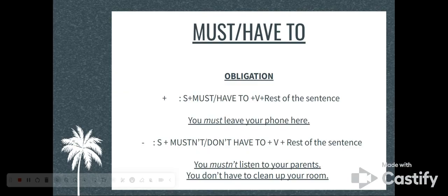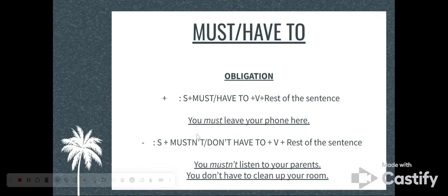On the slide here, you can see what the sentence structures are when you want to use one or the other in a sentence. You will start your sentence with a subject. Following the subject, you will use either must or have to, the verb under its base form, and then the rest of the sentence. So you have a good example here of you must leave your phone here. Must is the modal, and leave is your base verb in the sentence.